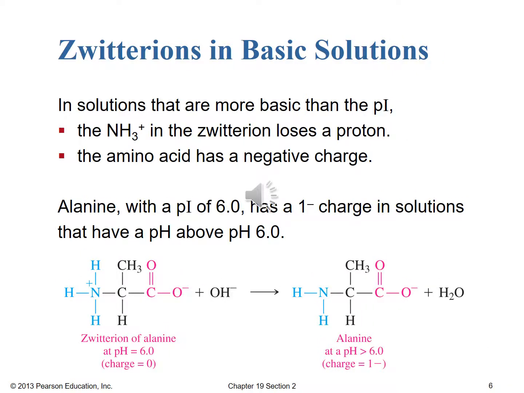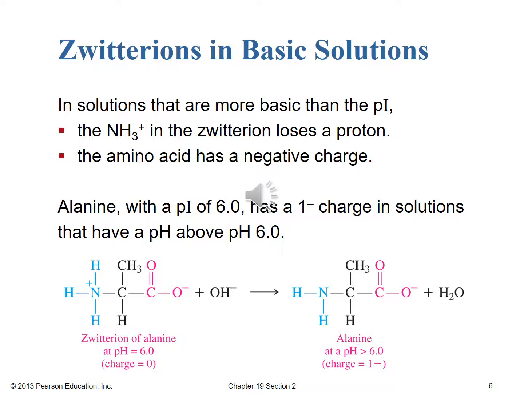Okay, so if we consider the other alternative, a Zwitterion in basic solutions, in this case for alanine, we don't even have to go technically basic, right? Ordinarily, we'd think of pH 7.0 as neutral for a water-based solution. Therefore, we'd say above pH 7 is basic and below pH 7 is acidic. While in this case for the alanine, what we have is the NH3+, the ammonium group in the Zwitterion, will lose a proton once we go above that pH of 6, and therefore the amino acid will now have a net negative charge.